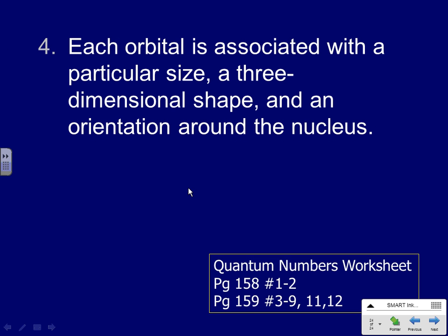Each orbital is associated with a particular size and 3-dimensional shape, and we've seen that already a little bit. We're only going to be worried about really the S and the P shapes, and we'll get into that more when we start drawing atoms and drawing molecules.